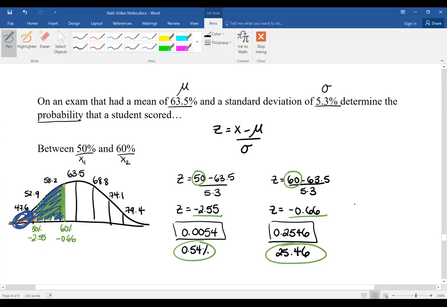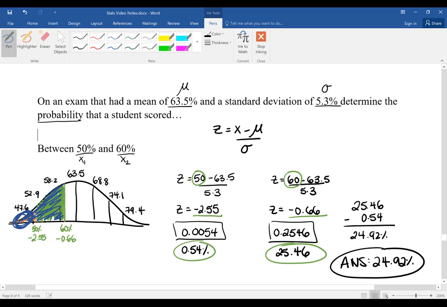So let's go ahead and do that. 25.46, take away 0.54. We get 24.92%, and that's going to be our final answer. So what this means is that we have a 24.92% chance of this student scoring between 50 and 60%. Let's try one more example.